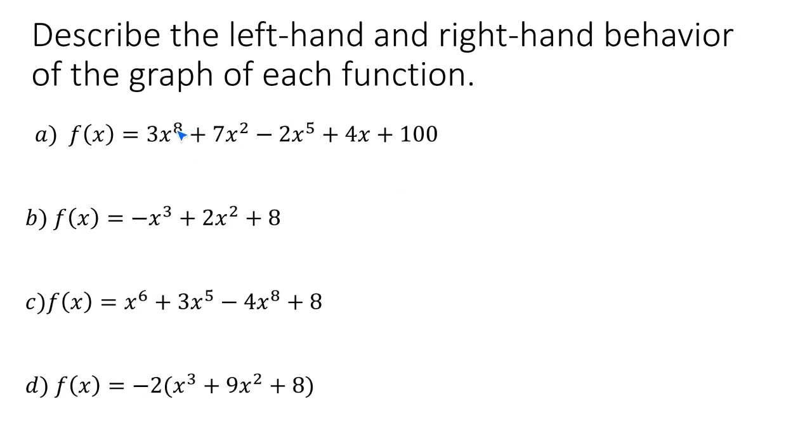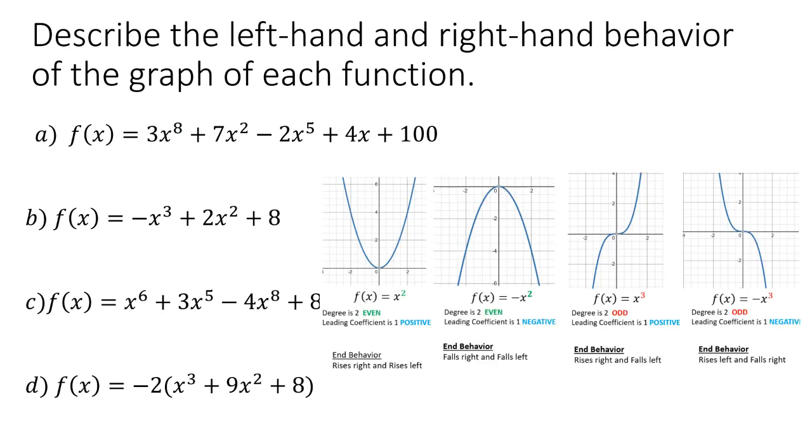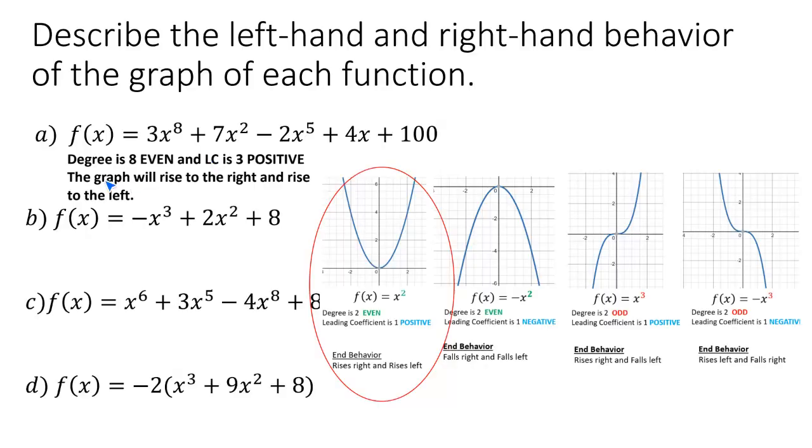Now the leading coefficient is located in front of that term. In this case, it's going to be a 3. Since we have a degree of 8, is that even or odd? That's even, so it's either going to be the first graph or the second graph. And then the 3 is positive, so it's going to be the first graph. So the behavior is going to look like this first graph. The graph will rise to the right and rise to the left. So it's going to look something like this.